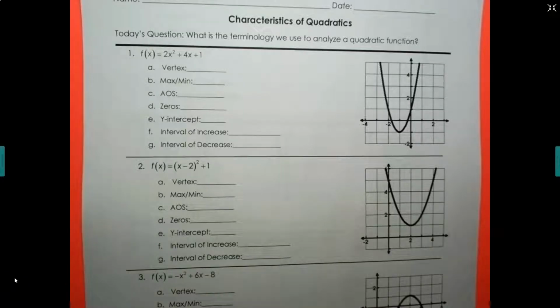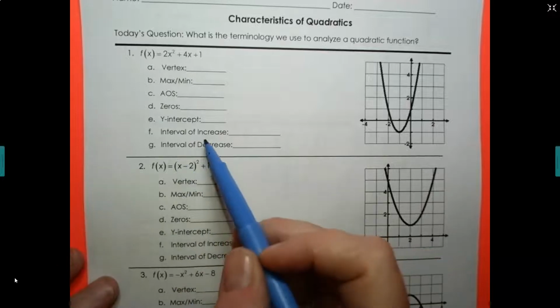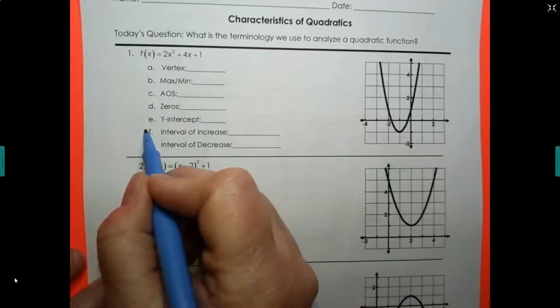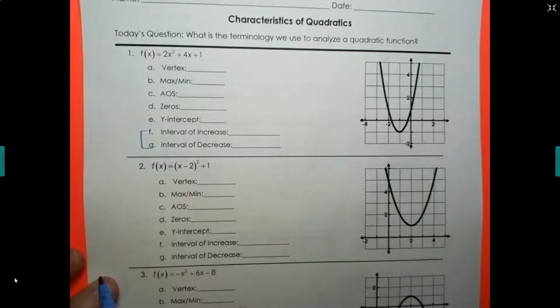Today we're going to continue with some characteristics of quadratics. Most of these we've already learned. The two new ones that we're going to introduce today are our interval of increase and decrease. We talked about these with linear equations, but we have not with our parabolas yet.